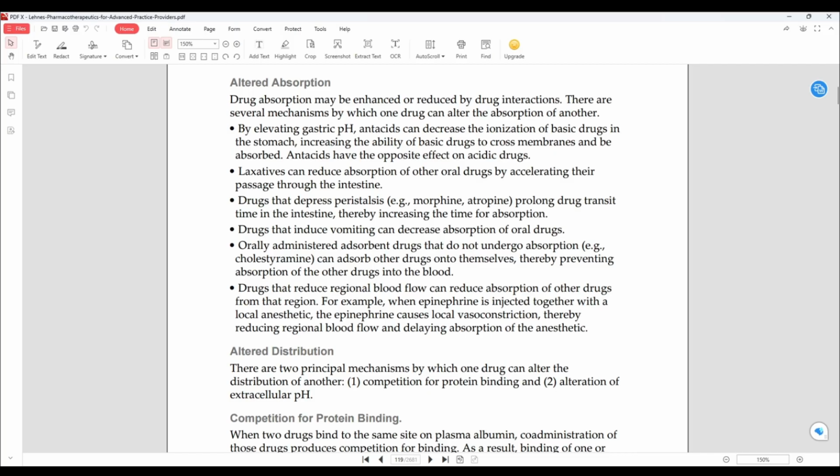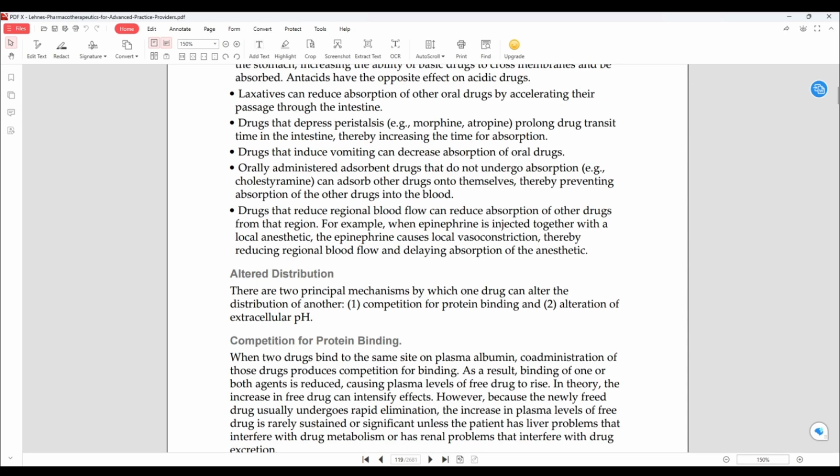Drugs that induce vomiting can decrease absorption of oral drugs. Orally administered absorbent drugs that do not undergo absorption can absorb other drugs onto themselves, thereby preventing absorption of other drugs into the blood. Drugs that reduce regional blood flow can reduce absorption of other drugs from the region. For example, when epinephrine is injected together with a local anesthetic, the epinephrine causes local vasoconstriction, thereby reducing regional blood flow and delaying absorption of the anesthetic.